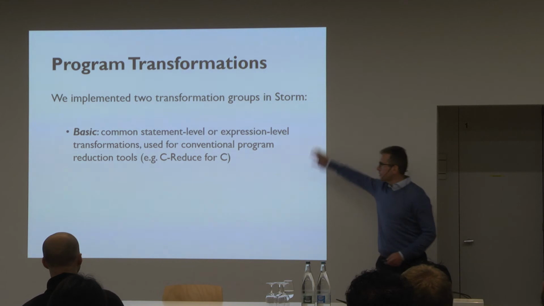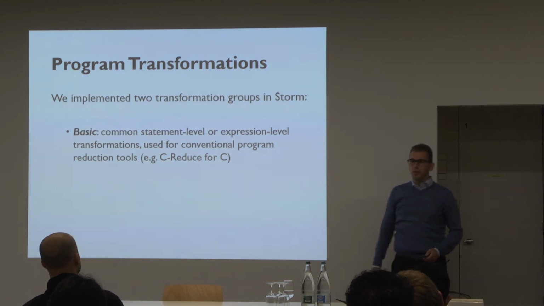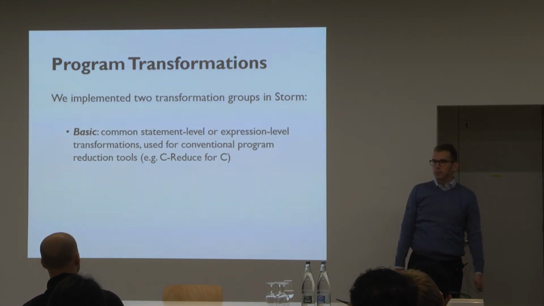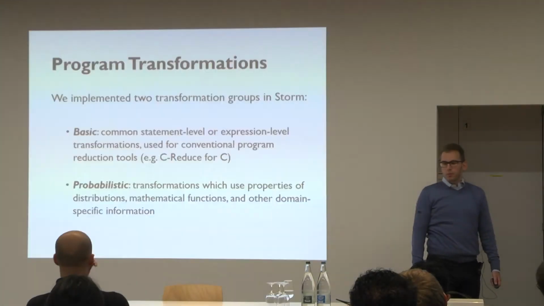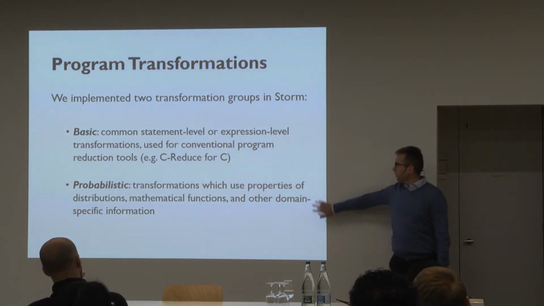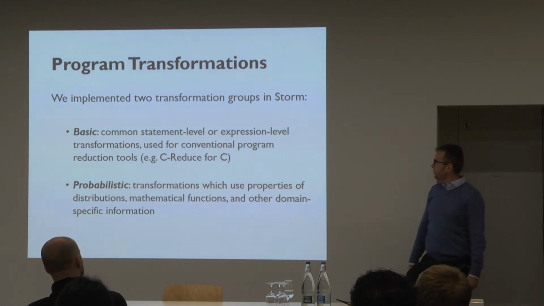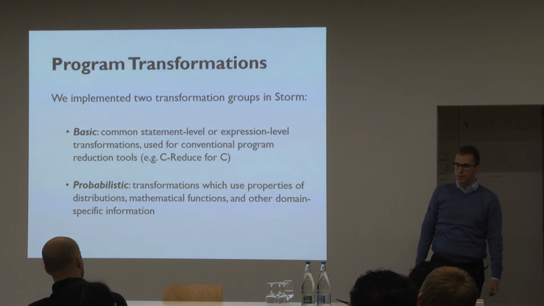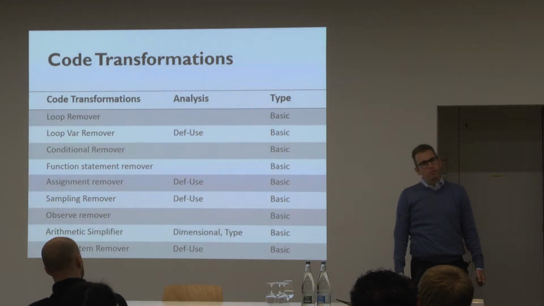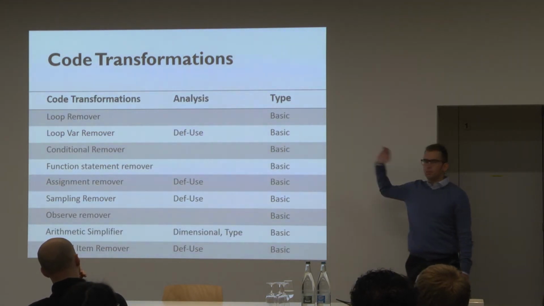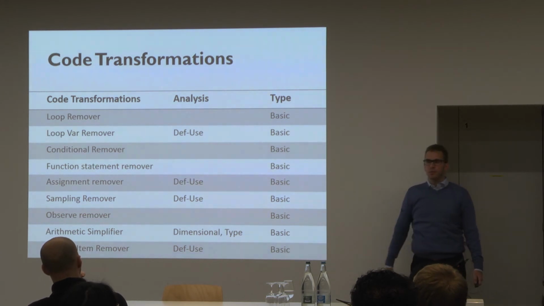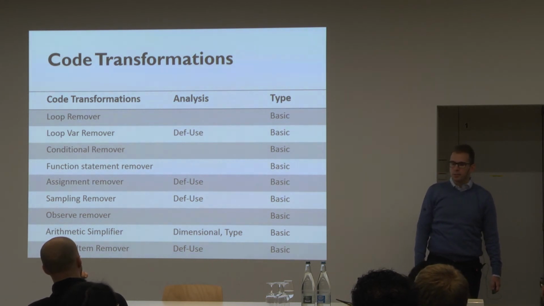The basic ones, something that you can see works for reducing programs in compilers, and also probabilistic transformations which use properties of distributions, mathematical functions used in statistics, and other domain-specific information. So there's no surprise on this slide. It's just removing program statements. So nothing really specific to probabilities.